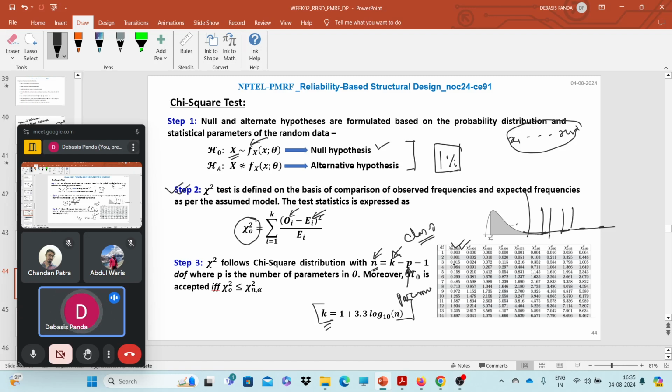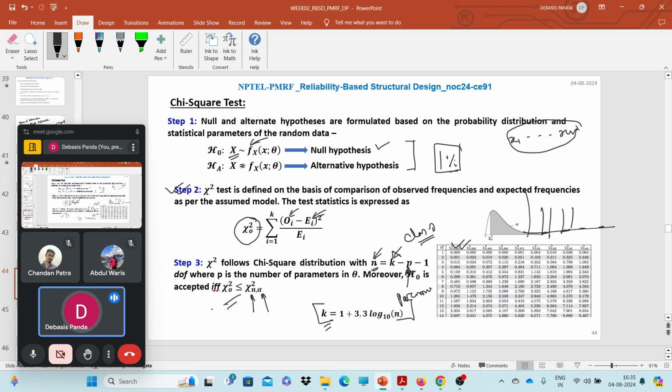So three steps. First, we need to set a hypothesis for our data. Second, we need to find the chi-square value based on observed and expected frequencies. Then we need to check whether the null hypothesis is accepted or rejected. It will accept the hypothesis if the chi-square value is less than or equal to the chi-square value which we will get from the chi table with respect to the degree of freedom and the confidence interval.